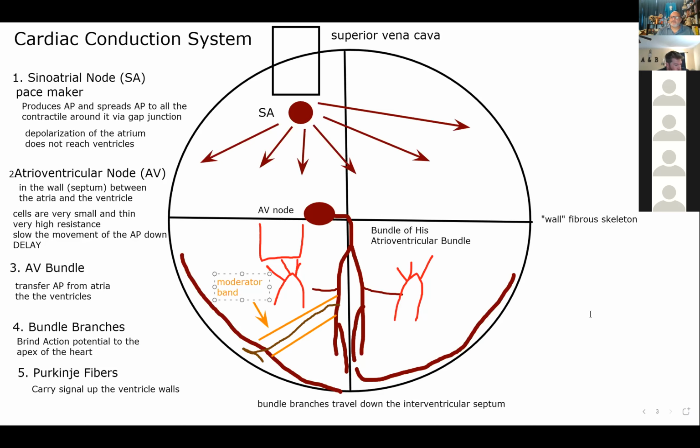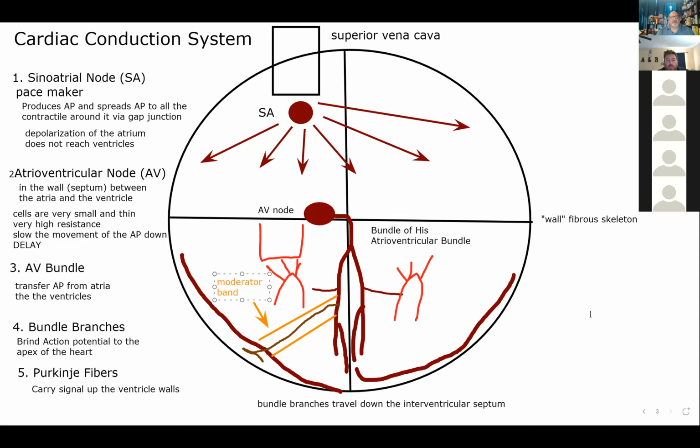Professor? Yes. Sorry, just to clarify, the moderator band is kind of like a tunnel for the bundle branches to get to the wall of the right ventricle, just like a different way? Correct. It's kind of a shortcut that the electrical signal can take to help make the contraction of the right ventricle more efficient.